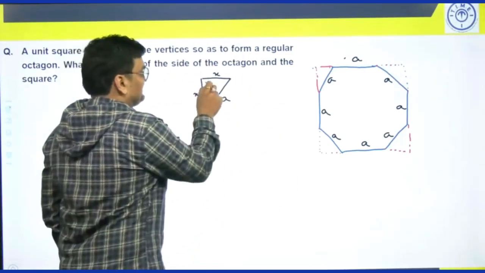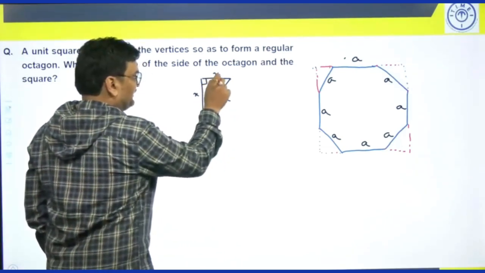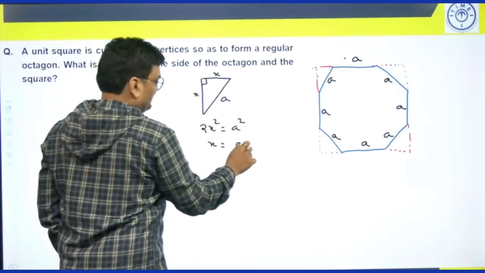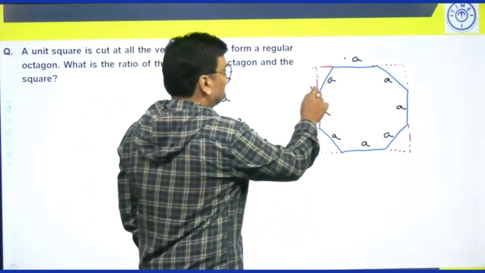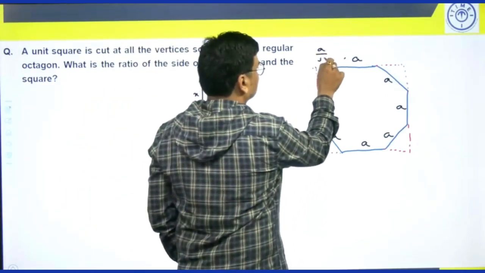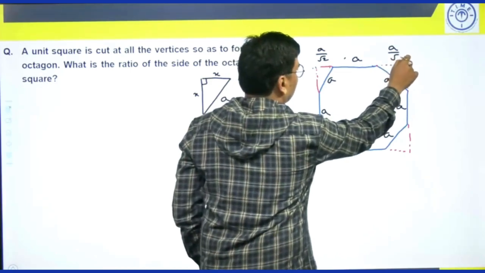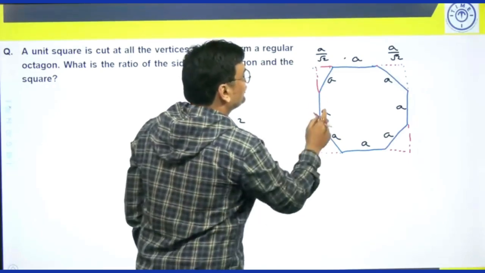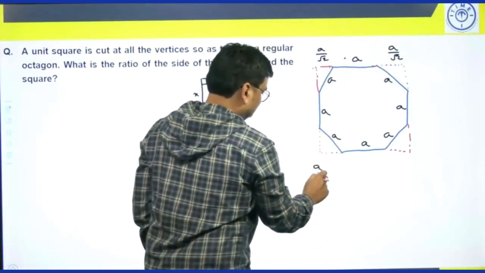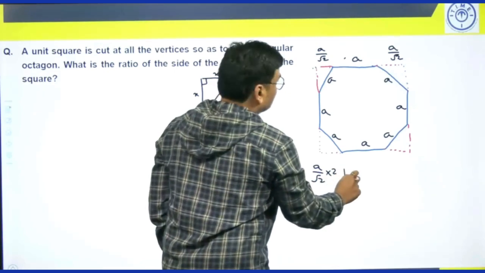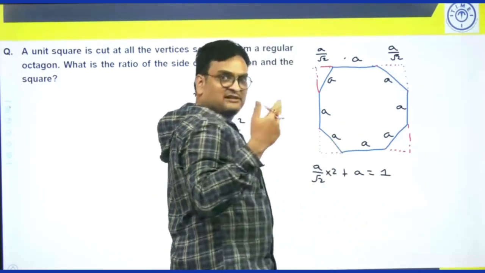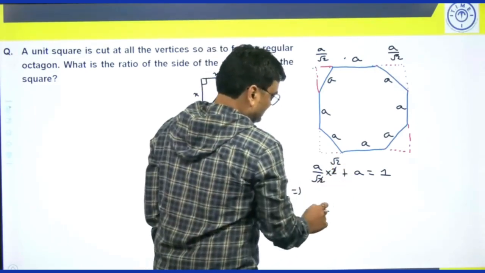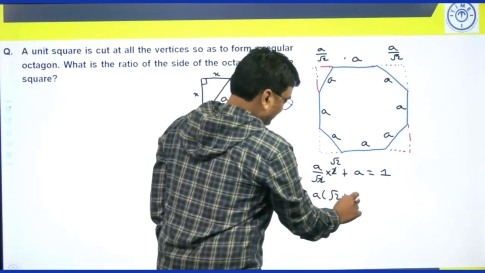So if I take it as X and X, it's a right angle triangle here, so we can apply Pythagoras. X square plus X square will be equal to A square. So X will be equal to A upon root 2. So this length here is A upon root 2. This will also be, on account of symmetry, A upon root 2. So what is the overall length of the side of the square? It's going to be A upon root 2 plus A upon root 2 plus A, that should be equal to 1 unit square. When you simplify this, root 2 times A upon root 2 gives root 2. When I take A common, A into root 2 plus 1.